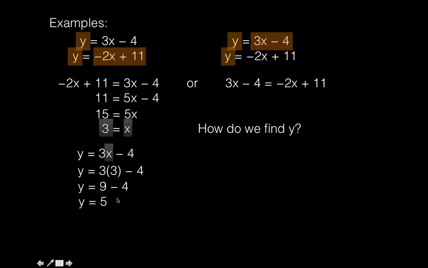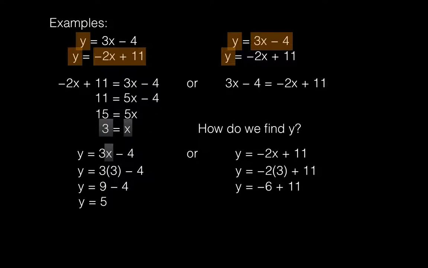Here's what you also need to know about substitution. You can take these two and plug them in. If I put a 3 right here, 3 times 3 is 9, 9 minus 4 is 5, which is your answer here. But you could also do the other equation and see that it works also. You don't need to do both, but I'm just showing you. Here we can turn our x into a 3. Negative 2 times 3 is negative 6. Negative 6 plus 11 is 5.